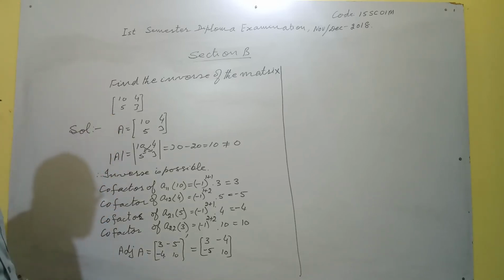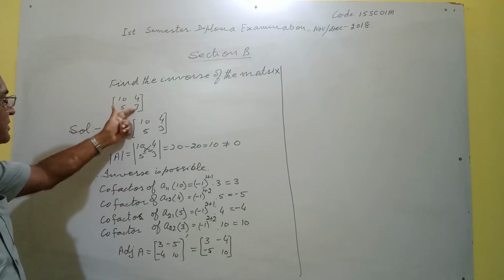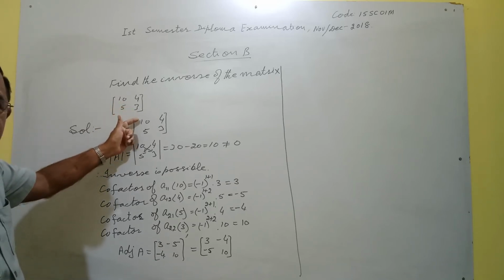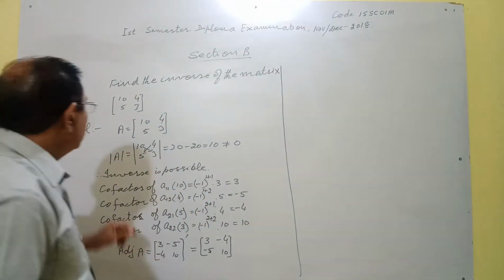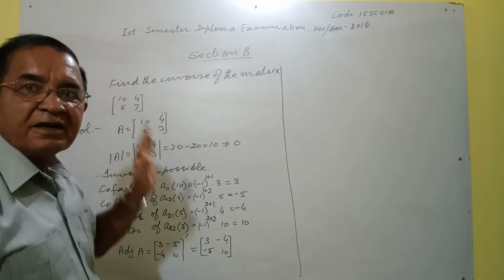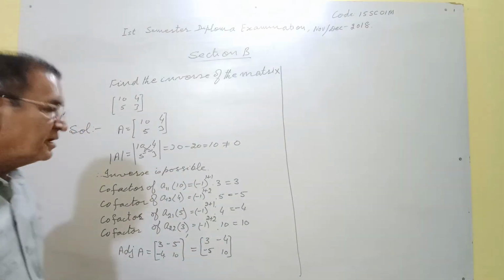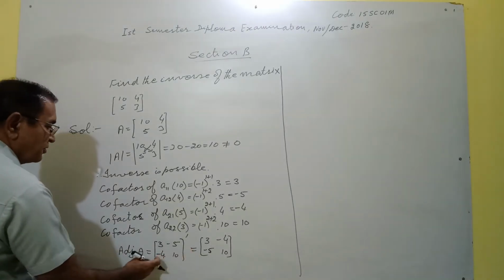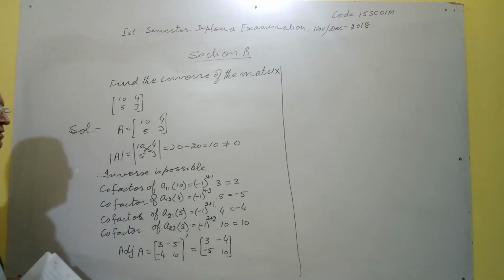For 2 by 2, you can write it directly also. How you can write directly? Interchange the principal diagonal elements and change the sign of the secondary diagonals. So thus we are getting adjoint of A as 3, minus 4, minus 5, 10.